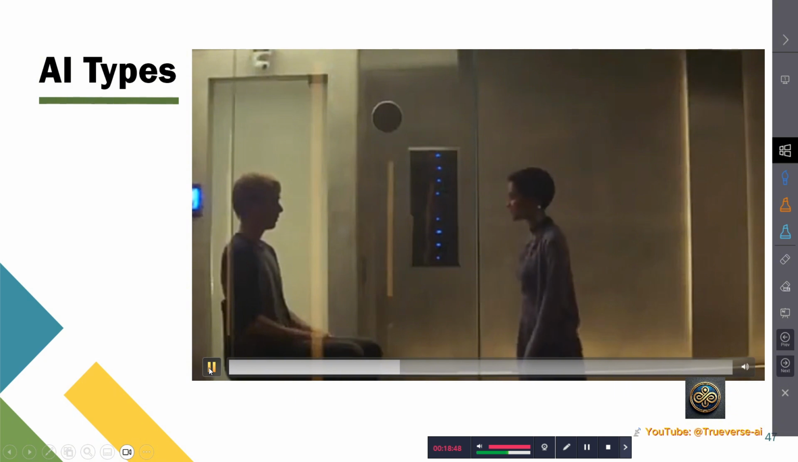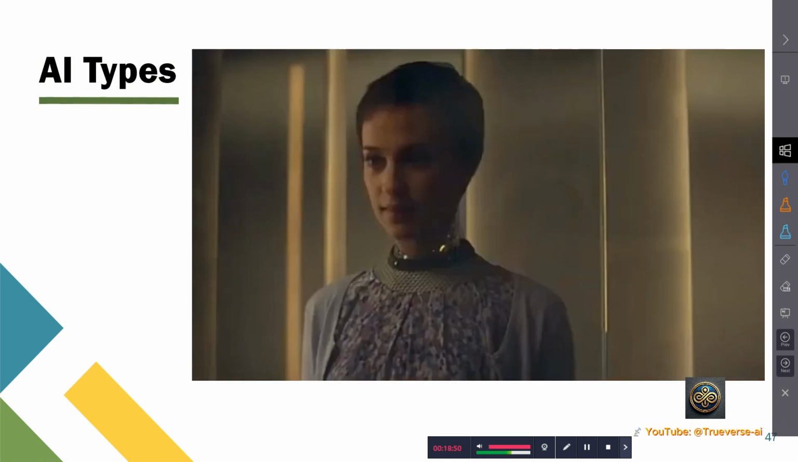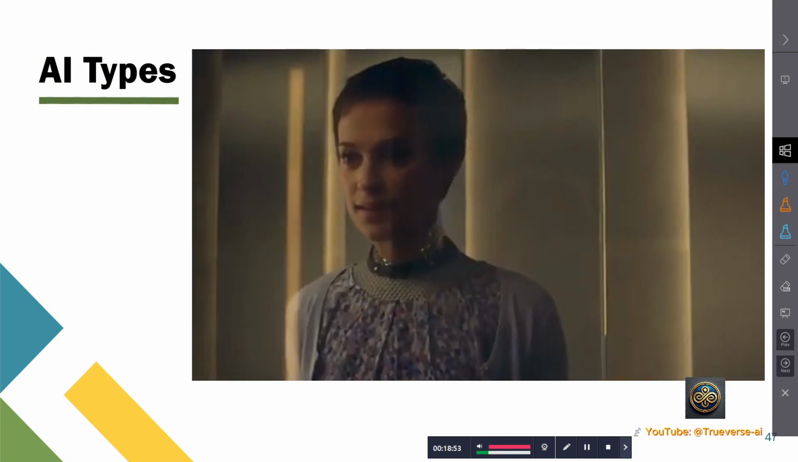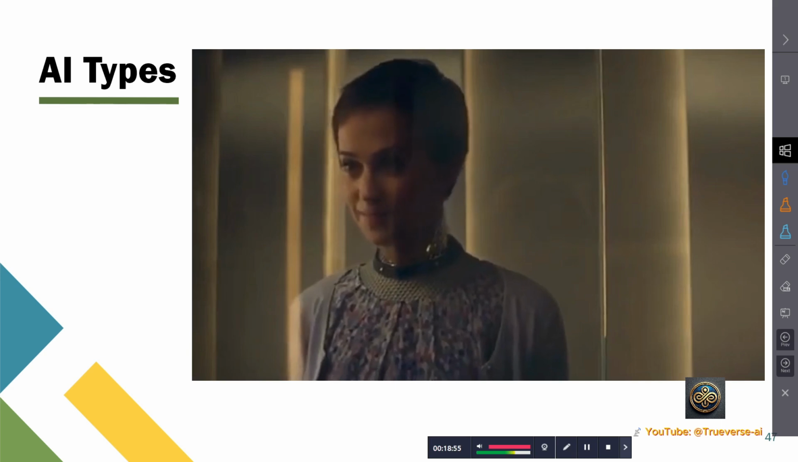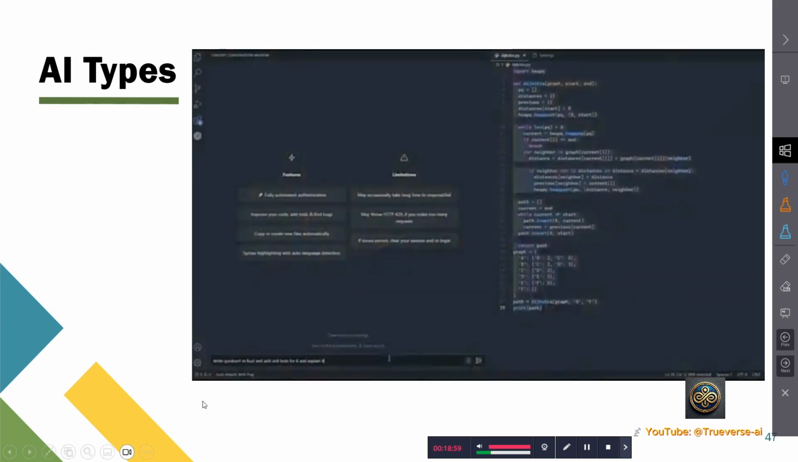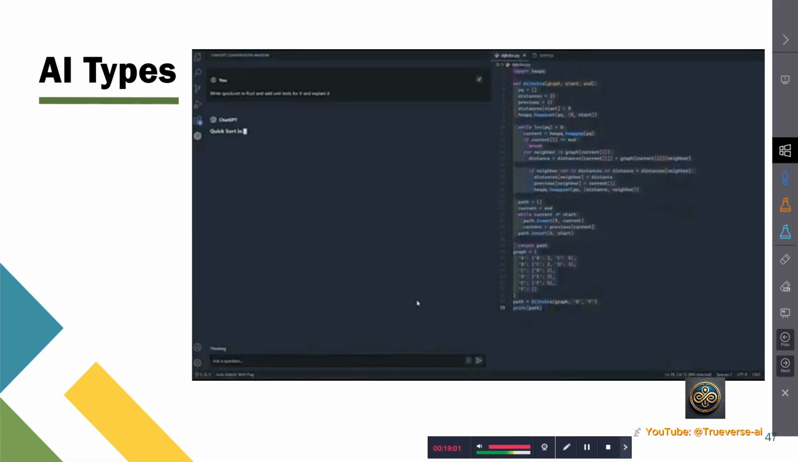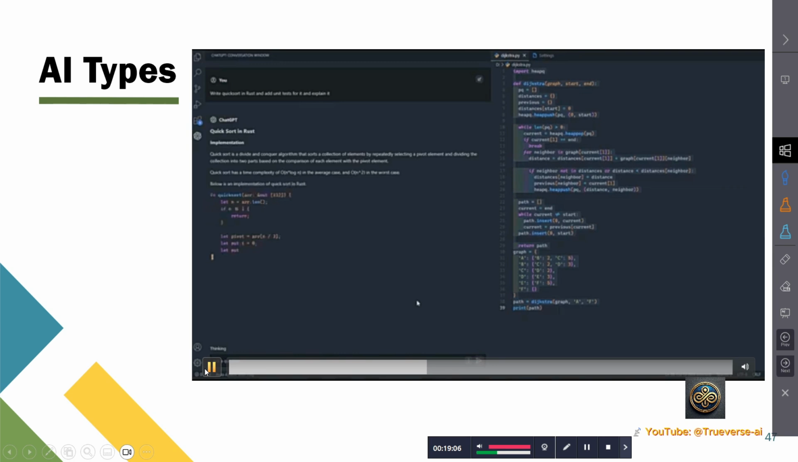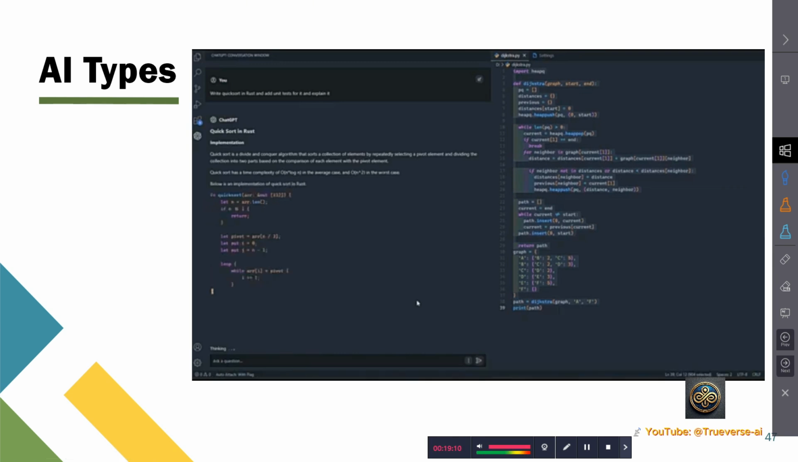AGI systems would have human-like cognitive abilities such as reasoning, problem solving, and learning. They would be able to adapt to new situations, understand natural language, and have creativity and emotional intelligence. Chatbots are thought of as an example of AGI. They can understand natural language and respond to queries in a human-like way. But in truth, recently, within a few years, ChatGPT, Gemini, and Claude, many AIs are coming to the beginning of AGI.